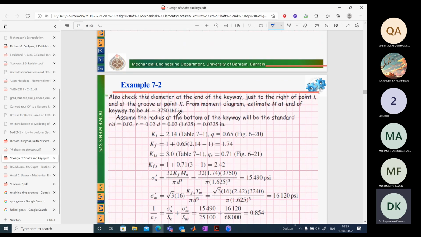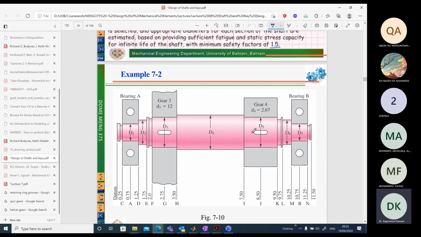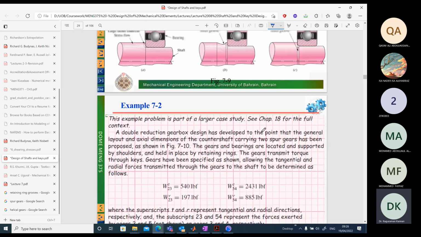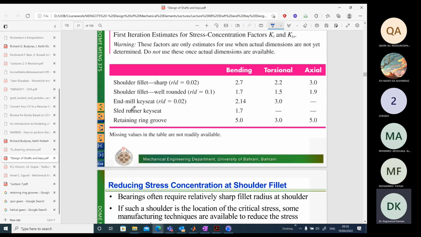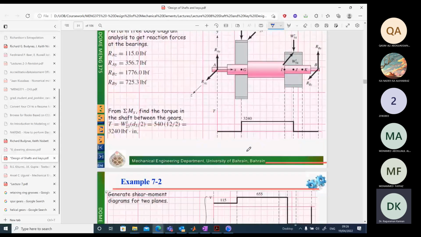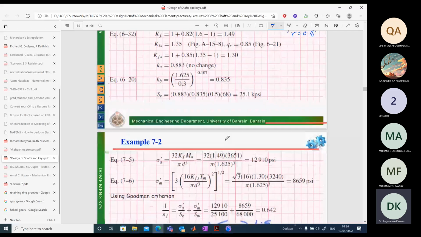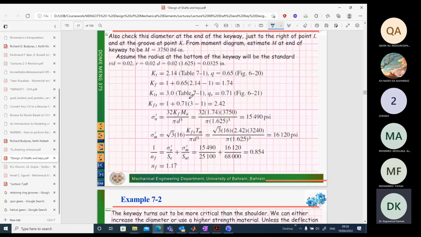for the given design. Now also check this diameter at the end of the keyway. Okay. Now if you look at the design, we have a keyway here. The presence of the keyway leads to very high stress concentration effects. We have seen that here. Where is this? Key seat 2.143. So we need to check for that as well. So let's go back over here and let's check again with the key seat.